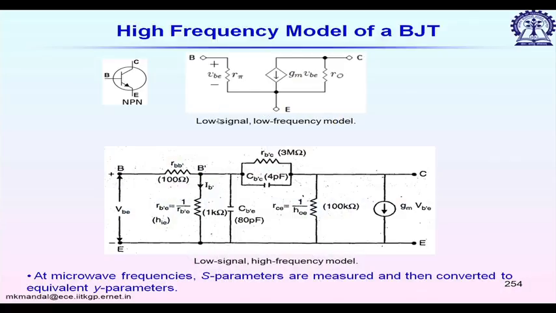So, HBT modeling, the first model. This shows the low signal, low frequency model. You can see here we are just considering R pi, the current source gm V_BE, and the output resistance R naught, and we are not considering any capacitor. This is the low frequency model.